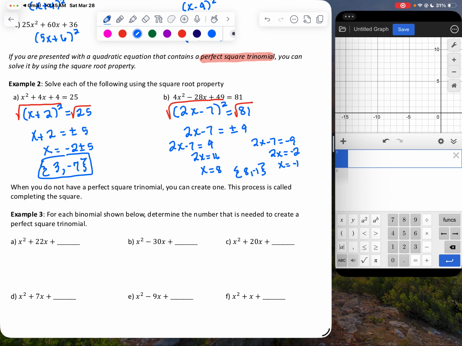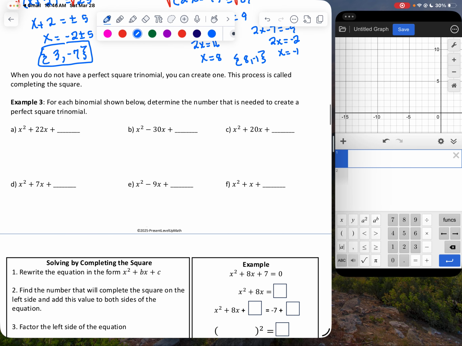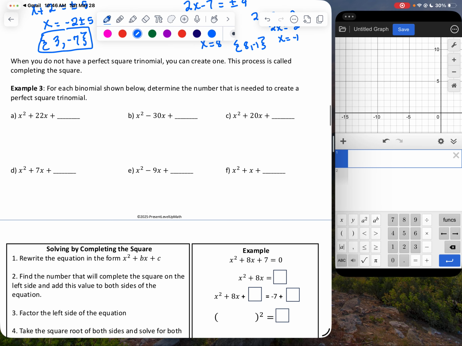Now, that method works great when you already have a perfect square trinomial. But what if you don't have a perfect square trinomial? Well, you can create a perfect square trinomial from a binomial. So let me show you how that process works. In example 3, for each binomial shown below, determine the number that is needed to create a perfect square trinomial.